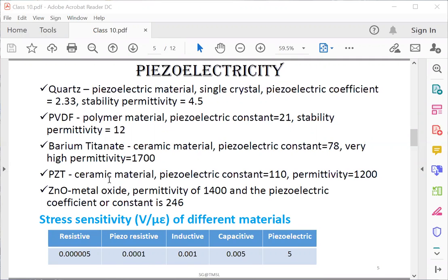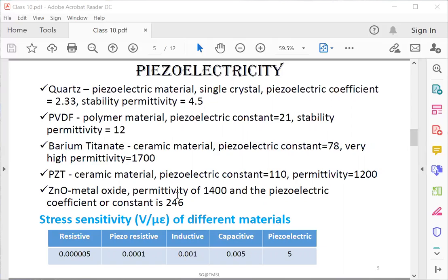Okay, so next is the PZT, which is called lead zirconate titanate. It's another ceramic material whose piezoelectric constant is given as 110, and the permittivity is given as 1200. So it's a very useful material for microsensors that also has some piezoelectric property. Okay, with these values. Zinc oxide is another material, a metal oxide, with a permittivity of 1400, and the piezoelectric coefficient or constant is 246.